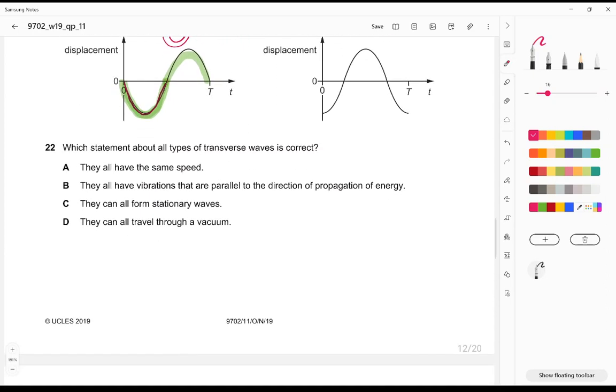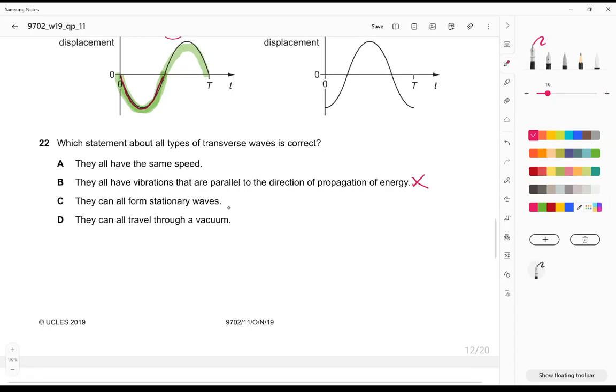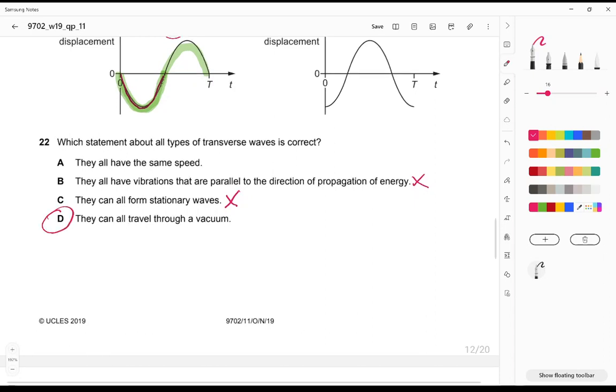Which statement about all types of transverse waves is correct? They all have the same speed. Not necessarily. They all have vibrations that are parallel to the direction of propagation of energy. That is only for longitudinal waves. They can all form stationary waves. In fact, all transverse waves and all longitudinal waves can form stationary waves, so this cannot be true. They can all travel through a vacuum. Yes, transverse waves can all travel through a vacuum. So D is true.